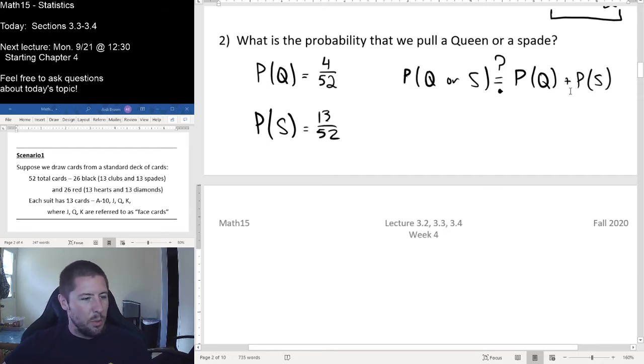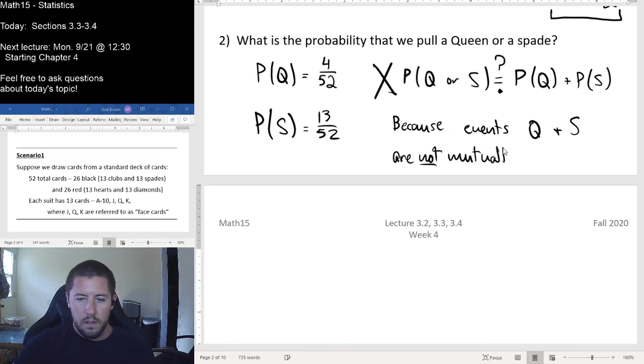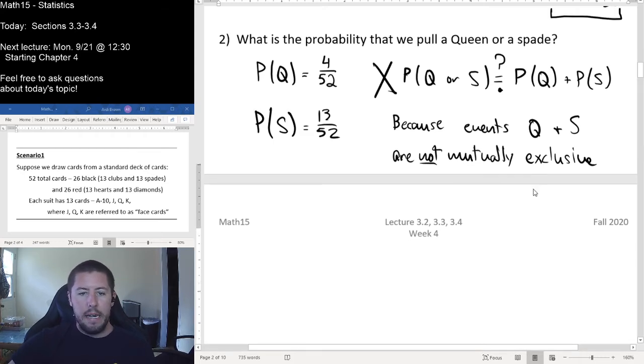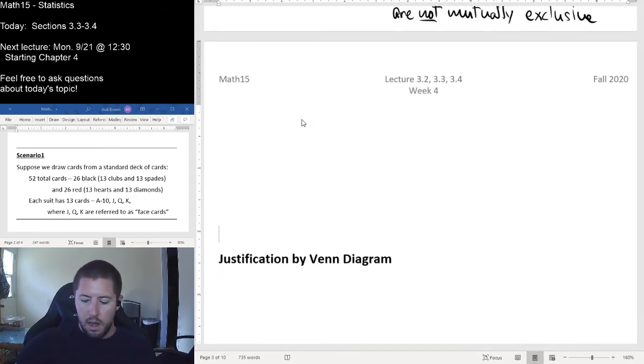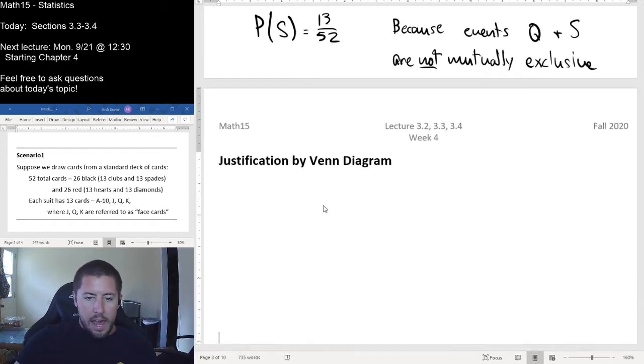There's not a double chance that we're going to get it just because it's our event of interest. So here I want to say we do not get this, because events Q and S are not mutually exclusive. I want to show you what I mean in a Venn diagram. My justification by Venn diagram, before we get an answer to this question. I think it's easy to see this if we draw a nice picture for ourselves.